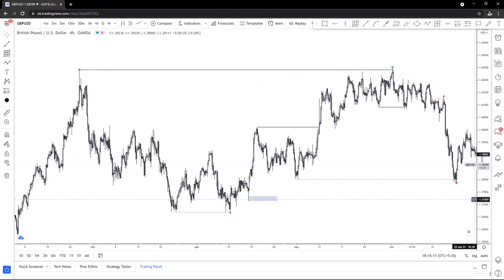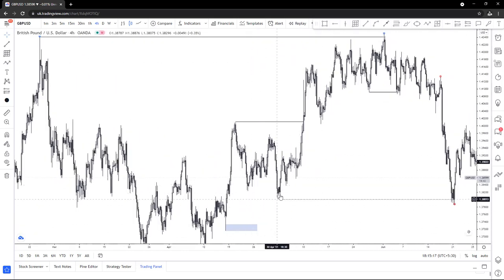Now we know that after this low has been taken out, we need to pull back, because there is a lot of liquidity sitting below it. We need to pull back because if price continues going down lower, the people who place sell stops below this would be in profit.